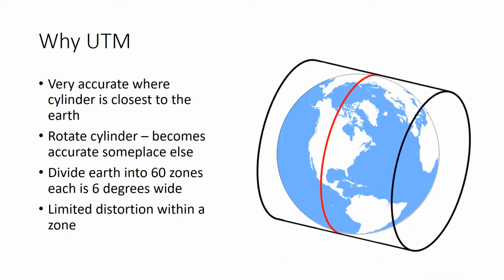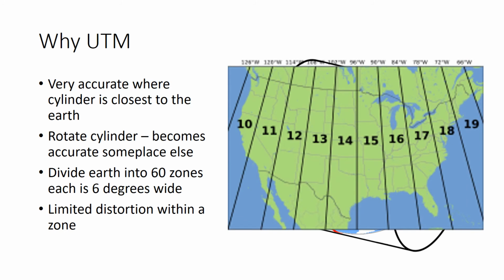Here's an example of the transverse cylinder going around the globe. The line there is that point of contact. That would be in the middle of a zone, 3 degrees to the right, 3 degrees to the left, and that would be a single zone. And if you go the whole way around a planet, there's 60 of those. And those look sort of like this.